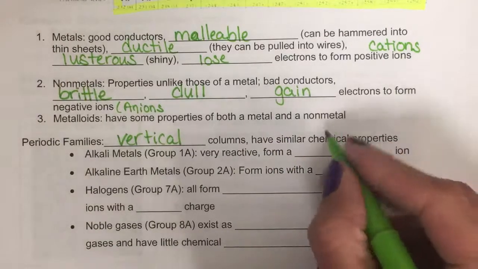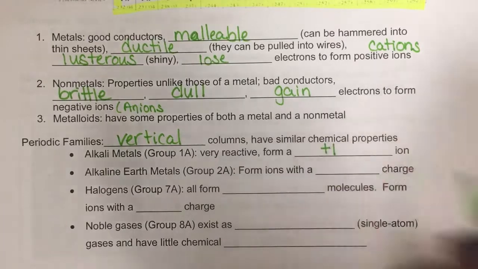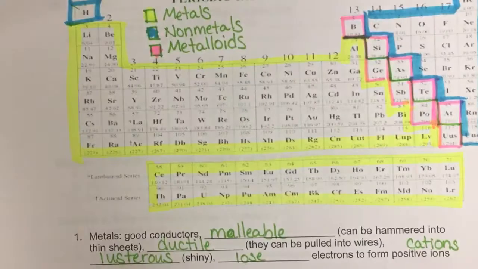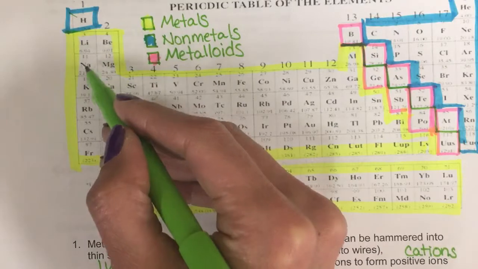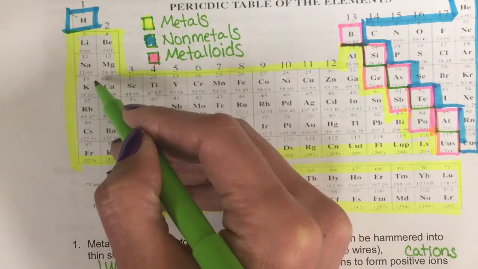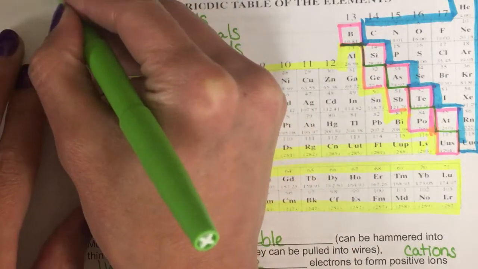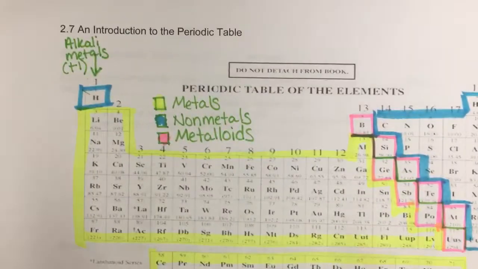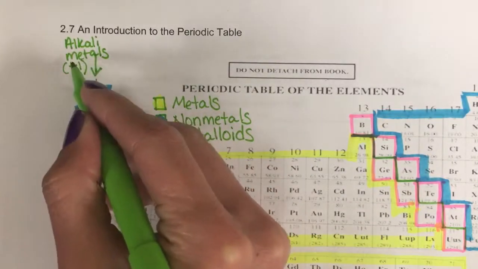So they will form a +1 ion, which means they lose 1 electron. So whenever they form an ion, lithium will be +1, sodium will be +1, potassium will be +1. These are always a +1 charge.